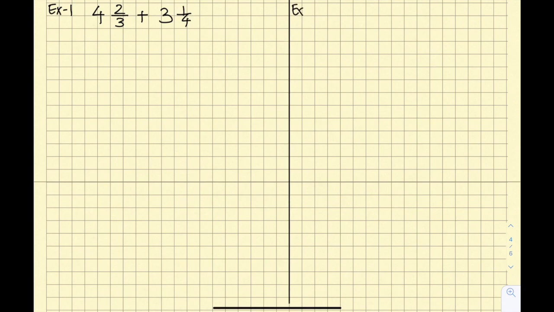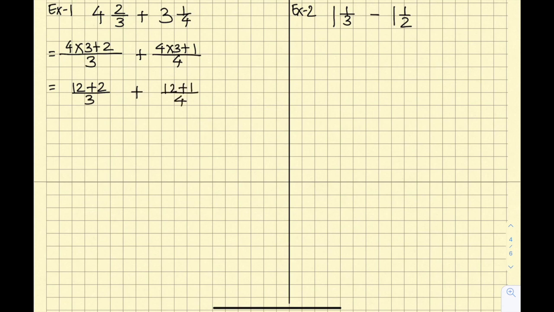The next example is 1 1/3 minus 1 1/2. I hope you all have solved. Let's see how it is to be done. Very firstly, we convert the mixed fraction into an improper fraction. 4 multiplied by 3 plus 2 over 3 as it is, over 4 as it is. 4 multiplied by 3 plus 1. 4 3s are 12 plus 2 over 3 plus 4 3s are 12 plus 1 over 4. 12 plus 2 is 14 over 3 plus 12 plus 1 is 13 over 4.